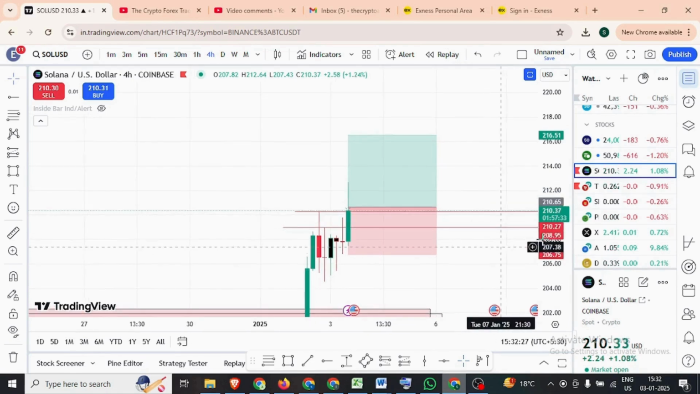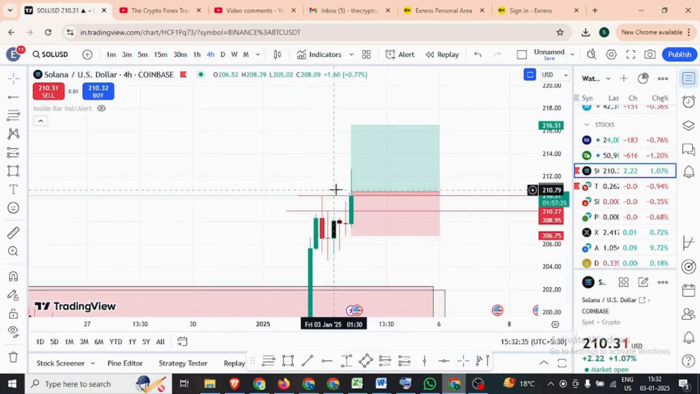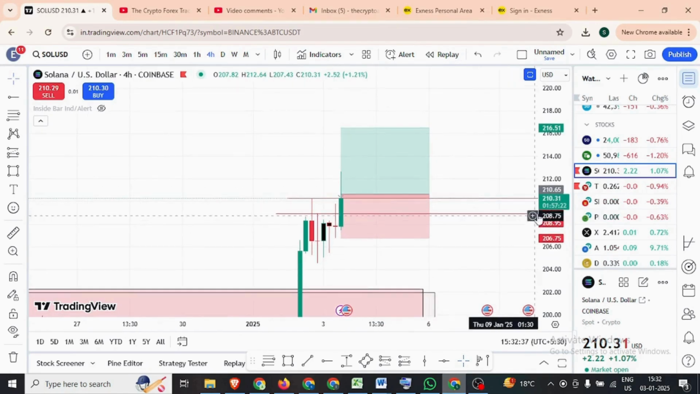This is our trade setup for swing, that is Solana USD. This is our cryptocurrency in which we are planning to trade for swing.